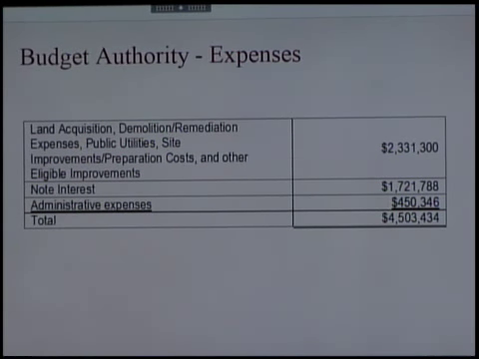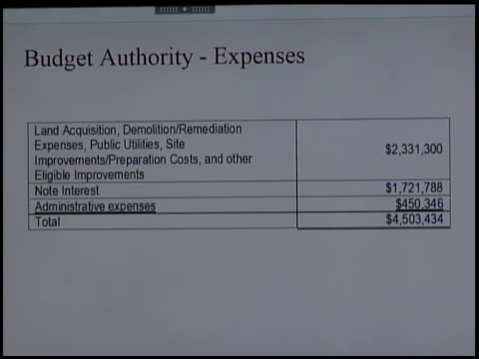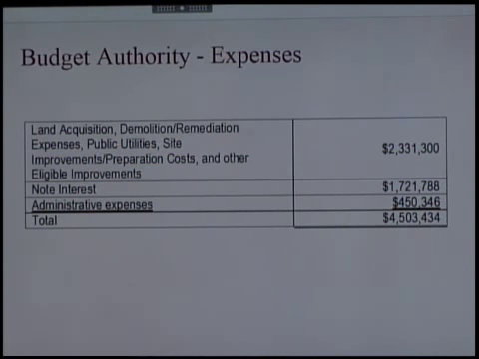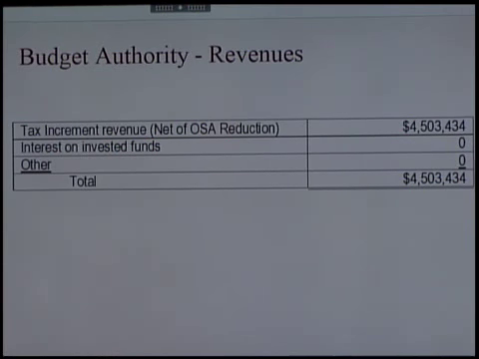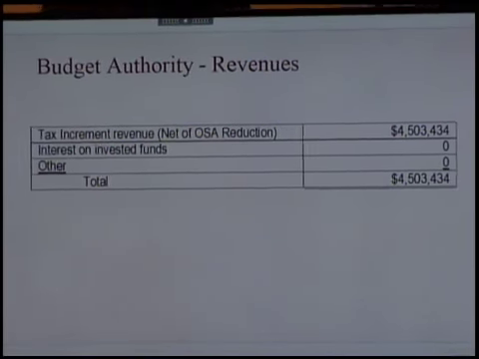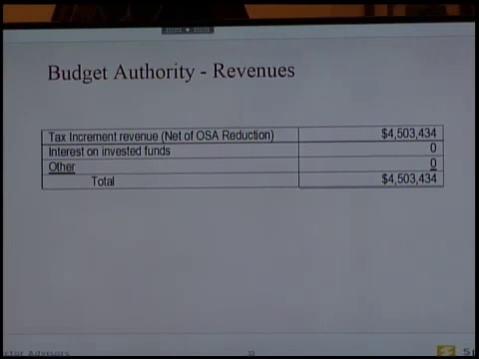Interest on the pay-as-you-go note that has yet to be negotiated, $1.7 million and something, 7 and change. And the actual costs that the developer is proposing to be reimbursed for, $2,331,000. And the tax increment, obviously the expenses are somewhat worked around the revenue. So the revenue estimated is at $4,500,000.